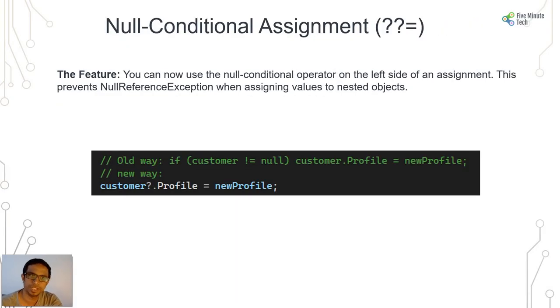Null conditional assignment. We can now use the null conditional operator on the left side of the assignment, and this prevents the null reference exception when assigning value to the nested object. So before, we used to put this null operator check on the right hand side while assigning. Now we can even do it on the left hand side, and depending on whether this is null or not, it will assign the profile to the customer profile object.